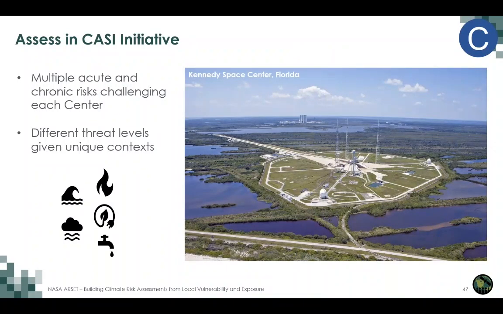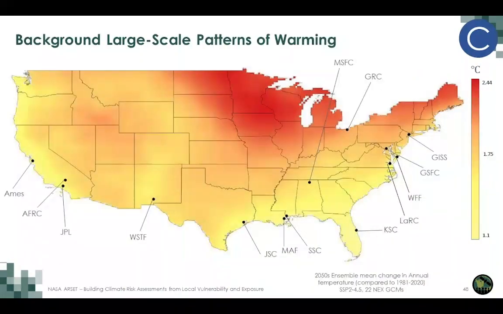Once again, it's worth reminding that these NASA centers are very complex areas in very complex terrain. There's usually multiple acute and chronic risks challenging each center. And there are different threat levels given the different unique contexts from place to place. And even within centers, you can have very unique contexts. So this is why we need each of the COSI work groups, and we need to track the information as it relates to each center.